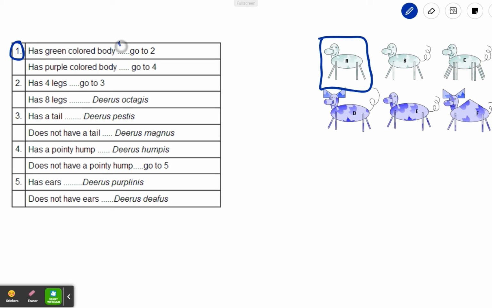Yes. Okay, if the answer is yes, then you have to go to question number 2. Does it have 4 legs? If the answer is yes, then go to question number 3. Does it have a tail? No, it doesn't. So it does not have a tail, and this is your answer.